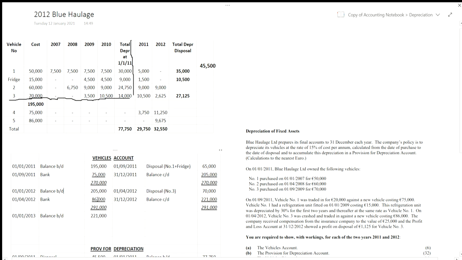What else happened? I got rid of vehicle number 3. Vehicle number 3 cost 70,000. So I take that away here on the credit side. Again, exact same. The balance on both sides is 291,000, so the difference is 221,000 here on the credit side. That's my balance carried down on the credit side, and balance brought down on the debit side for the beginning of the next year. And then I have the question finished. I've gone all the way up to the 1st of the 1st, 2013. So for the vehicles account, I now have that complete.